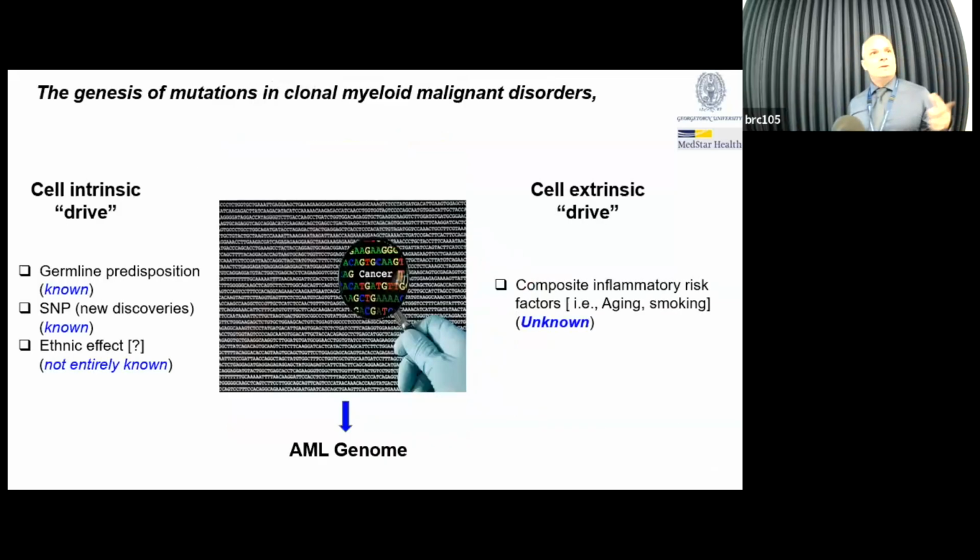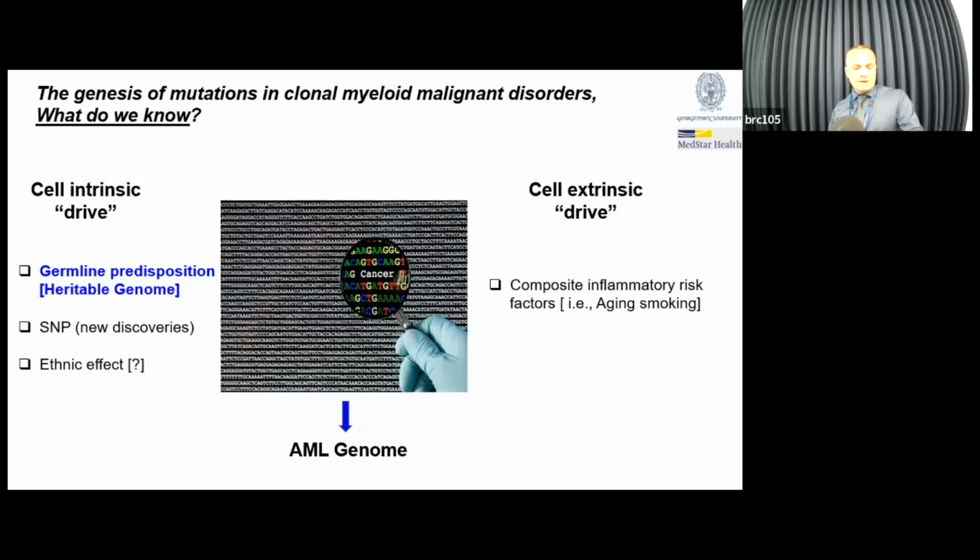Then in order to understand a little bit how these mutations are initiated, I want to systematically divide processes that might be happening inside the cell and processes that might be happening outside the cell. Then we're going to touch base on germline predisposition. It's a very known process. SNP, right? Very well-known processes. Ethnic effect, this is less well characterized, but we are going to touch base on this. And then from the cell-extrinsic standpoint, we are going to touch base on a composite of inflammatory risk factors like aging, smoking, etc.